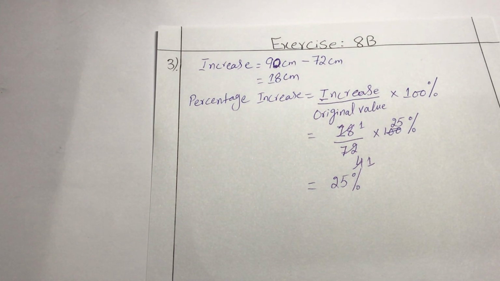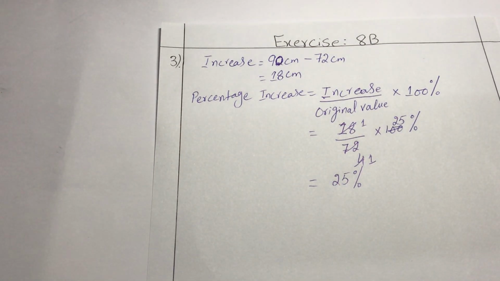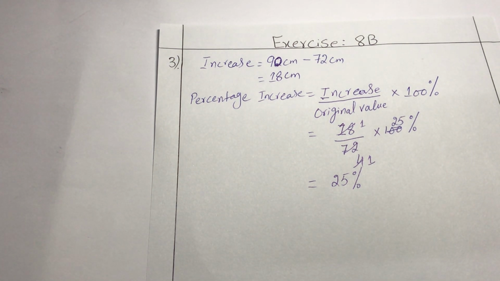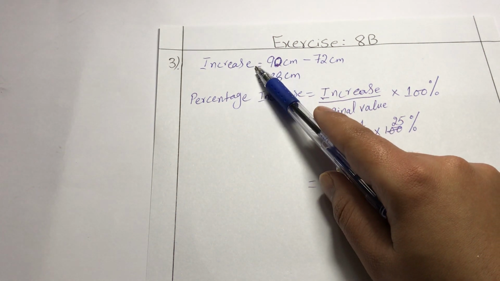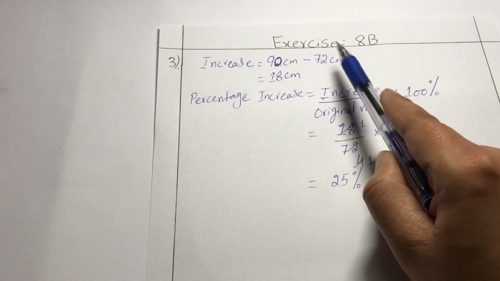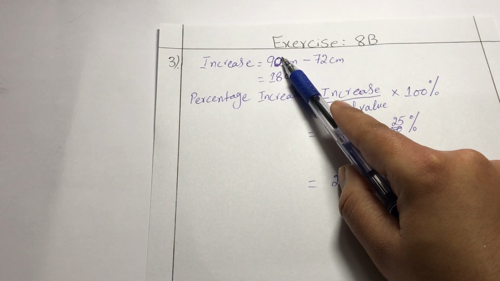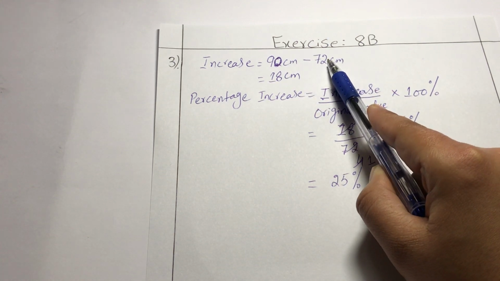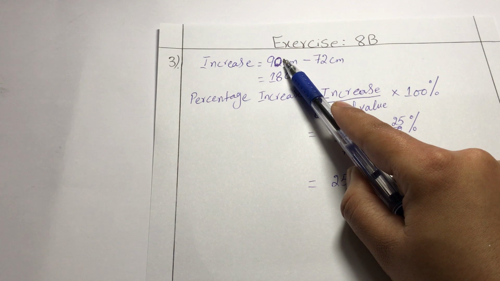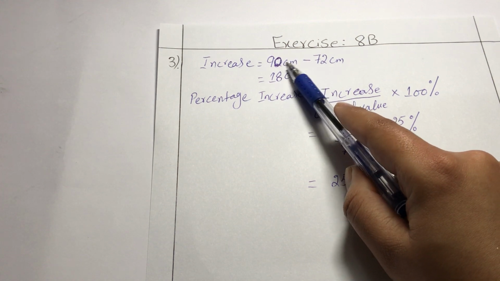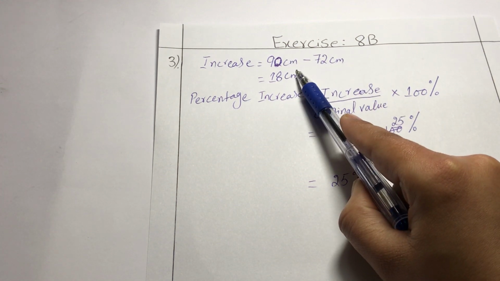As it's a percentage increase, you need to write the percentage symbol. What we have done: an elastic band was stretched from 72 to 90 centimeter. We need to calculate the percentage increase. How can we calculate that? First we will calculate the increase, and for the increase you need to subtract the original value from the stretched one, right? After subtraction, its answer is 18 centimeter.